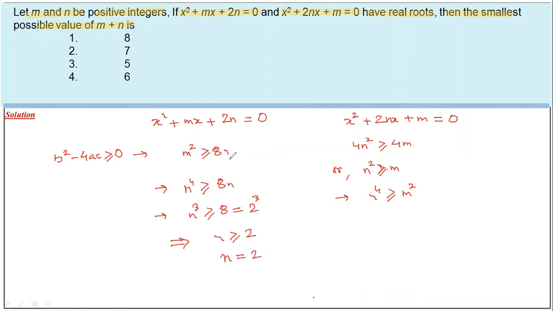Also putting the value of n in this inequality, we get m square greater than or equal to 16, and since m is positive, it will be m greater than or equal to 4. So the smallest possible value of m is 4. So that means the smallest possible value of m plus n is equal to 4 plus 2, that is equal to 6. Option 4.